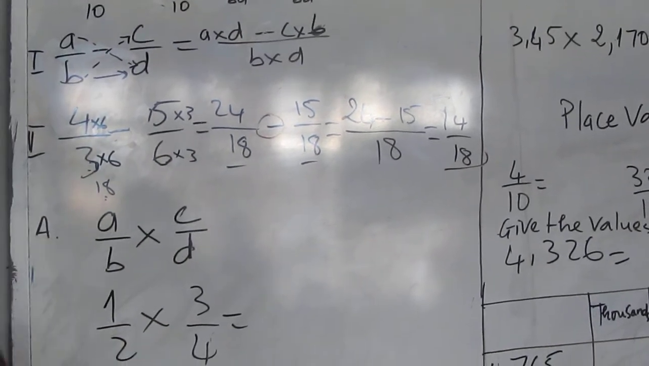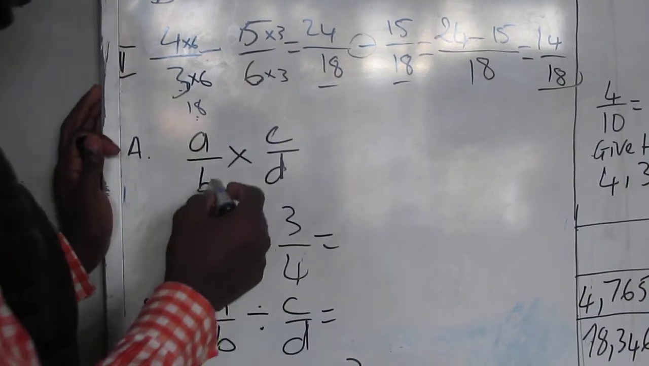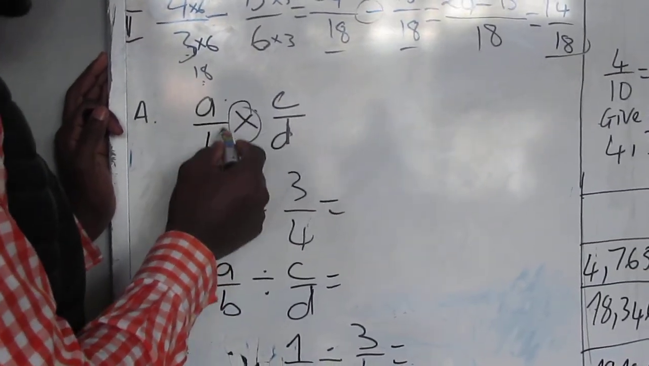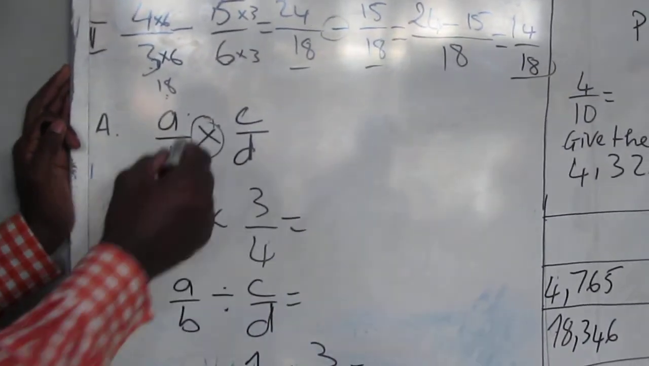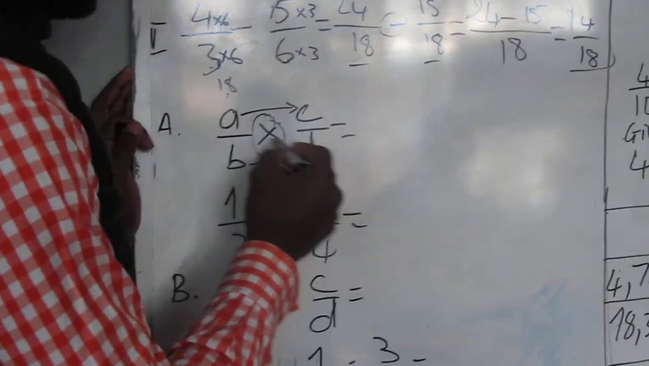So now with multiplication, the law changes. Here, with multiplication, when the denominators are common, we do what? We don't do cross multiplication. We just multiply straight line, straight over straight.